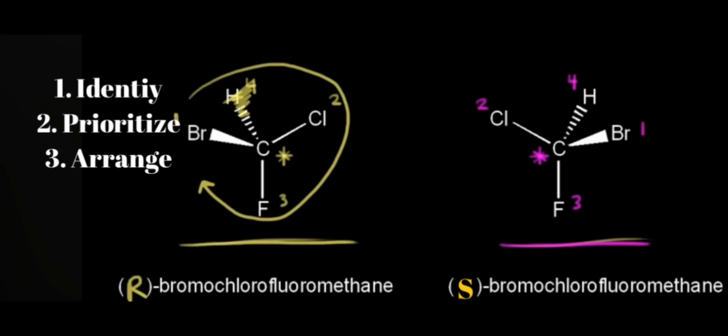Then lastly, determine if the sequence 1, 2, 3 is clockwise, R, or counterclockwise, S. So we can see it's going in a clockwise direction from our bromine. You ignore that hydrogen there, since it's already projecting away, and we are determining if it's clockwise or anti-clockwise, so it doesn't confuse us. So now, guys, how do we name this? This is going to be R-bromochlorofluoromethane. Then our second compound, we can see, is going counterclockwise, just like our doorknob when we're trying to open it.